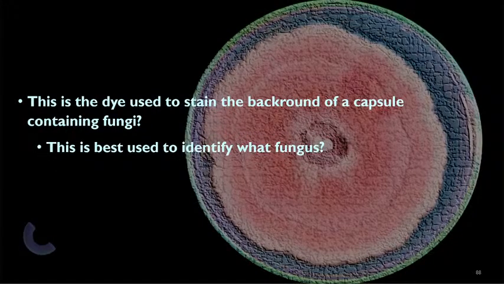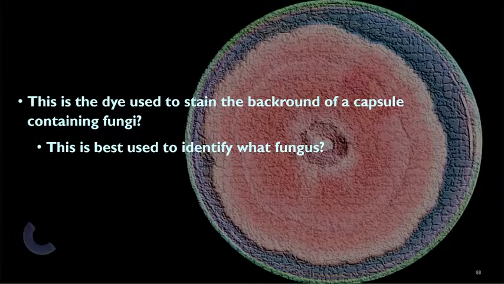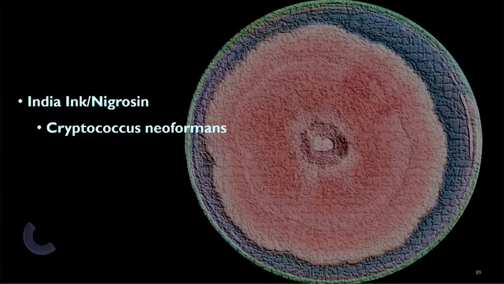We can also use dyes to demonstrate fungal capsules. It is best for a specific one. We use India ink, or we call negrosine, and it's specific for Cryptococcus neoformans. Bakit? What structure are we staining? It is the background. We're not staining the fungus itself. Cryptococcus neoformans can be a question that is going to be asked of you in clinical microscopy as well. So be mindful of this thing.